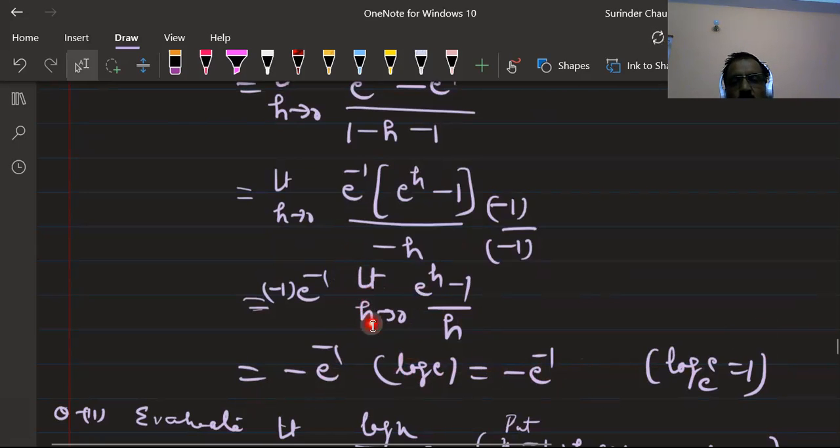If the limit as x tends to 0 of (a to the power h minus 1) upon h will be log of a to the base e. Log of e to the base e is 1. If the base is not written, the base is e, and this value is equal to 1.